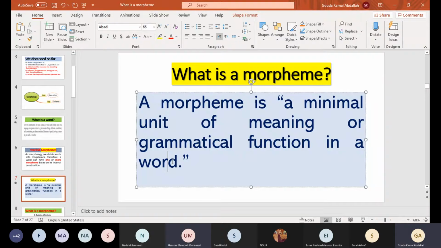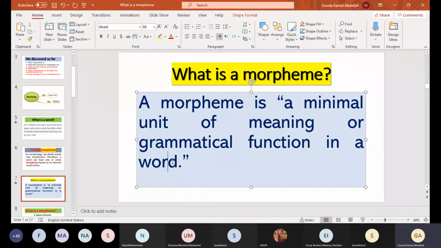This is a translation, Osama. You need another definition in English. Please. Okay. The morpheme is the smallest meaningful part in a word. Okay, so thank you so much, Osama.